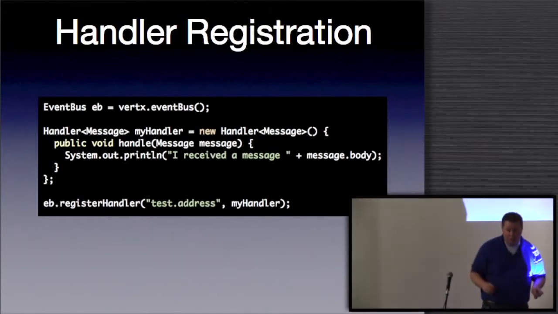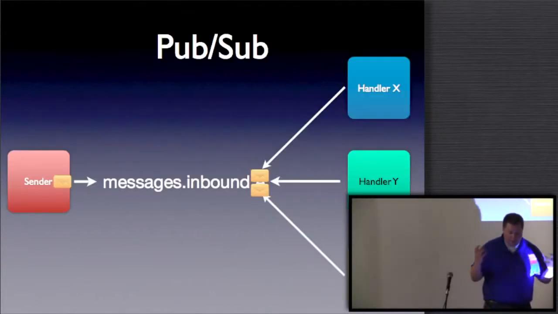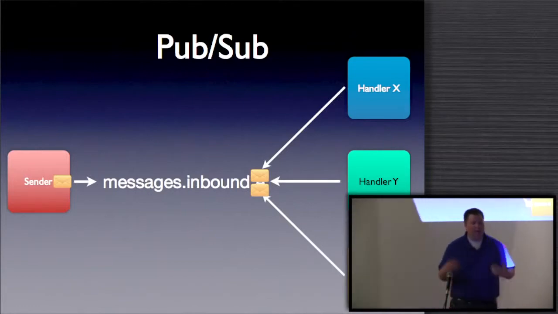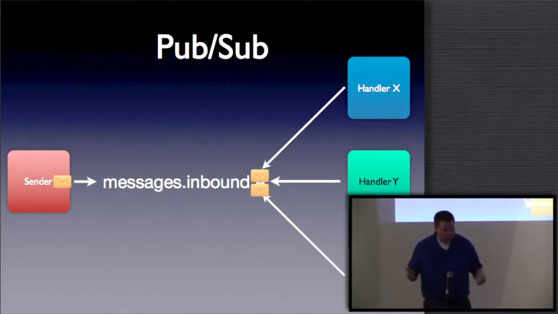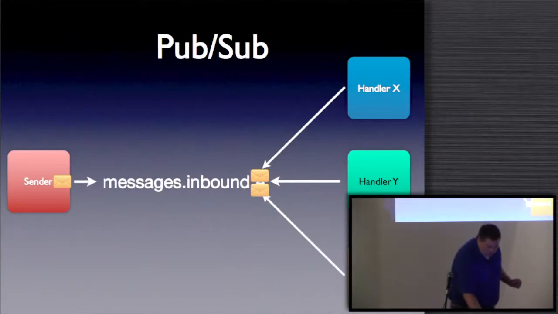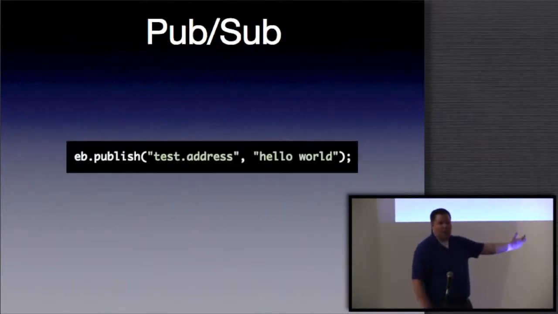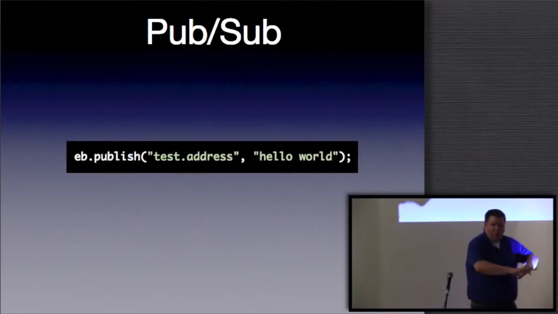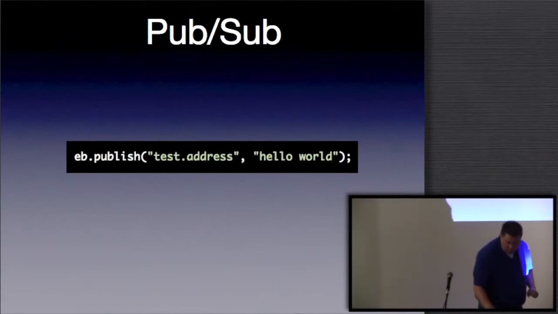Now, we support multiple styles of messaging in Vertex. So, of course, we have pub/sub. Deliver a single message to all handlers registered at an address. How do we do that? Well, we have a publish method that takes an address and takes a message and sends it to that address, and then all of the handlers that are registered there will receive it.